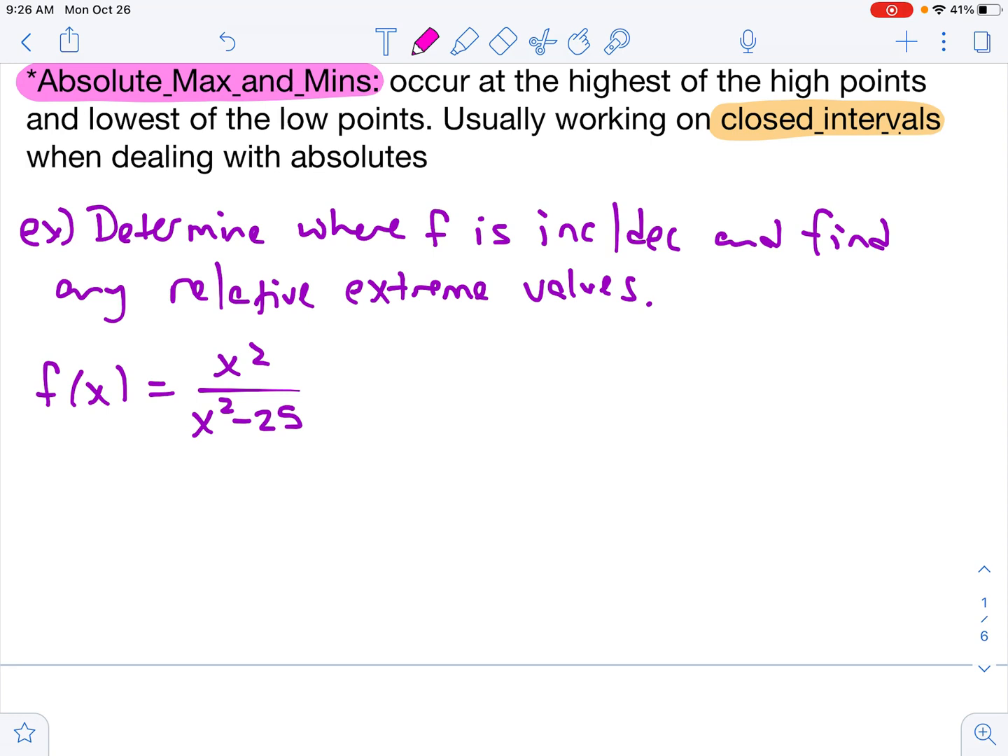So the first thing I notice about this is that f of x is not defined at x equals plus or minus 5. Notice we've got a denominator that's undefined at plus or minus 5. Those are, in fact, going to be vertical asymptotes. So those are going to be critical numbers.